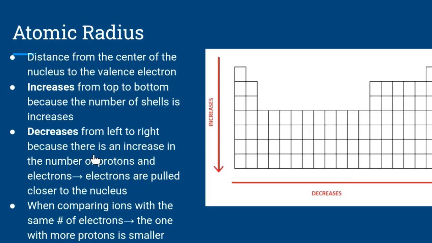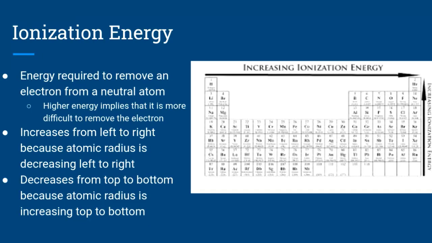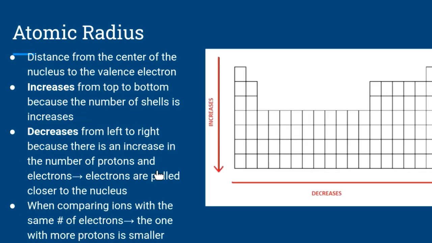And on the test, you might be asked to compare ions that have the same number of electrons. So in that case, the atom that has more protons is going to have a smaller atomic radius, and the reason for that is because if they have the same number of electrons, but there are more protons in the center, they're able to pull the electrons closer, making the radius smaller.